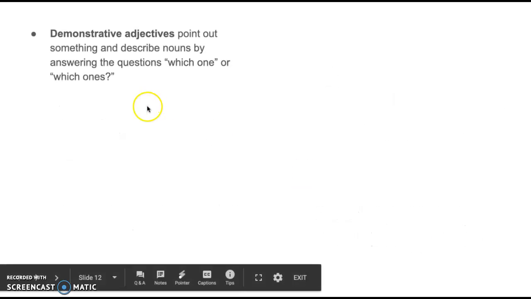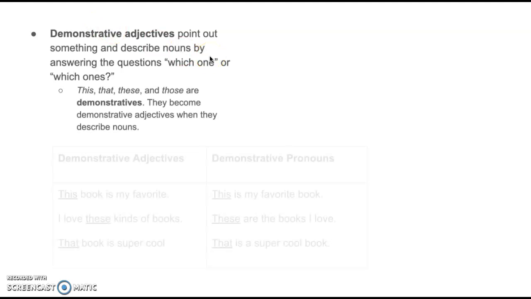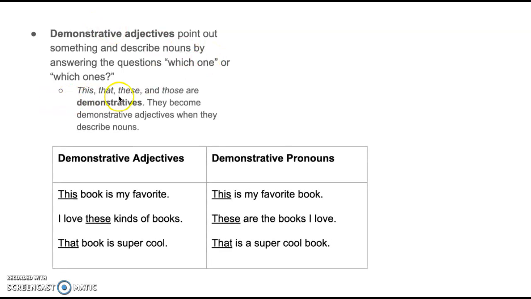Moving right along. Demonstrative adjectives point out something and describe nouns by answering the questions which one or which ones. If the word demonstrative looks familiar, it's because we've already talked about demonstrative pronouns. This, that, these, and those are all demonstratives. They become demonstrative adjectives when they describe nouns, whereas demonstrative pronouns can stand on their own.